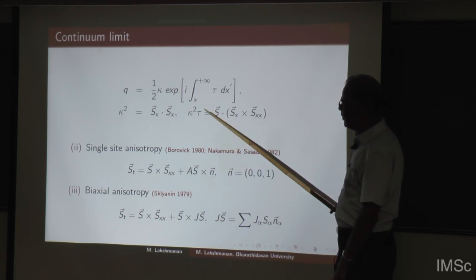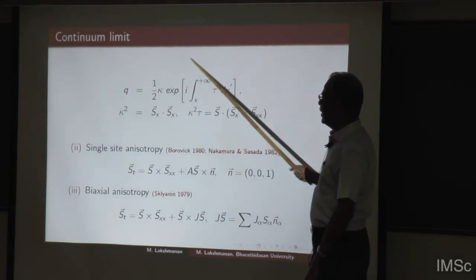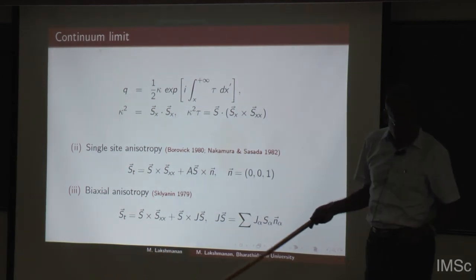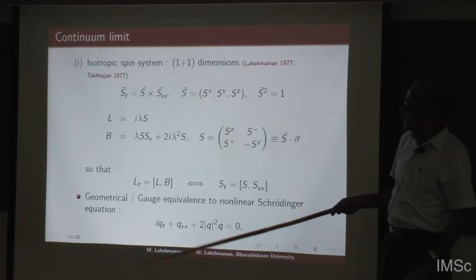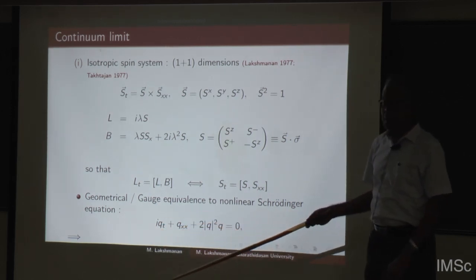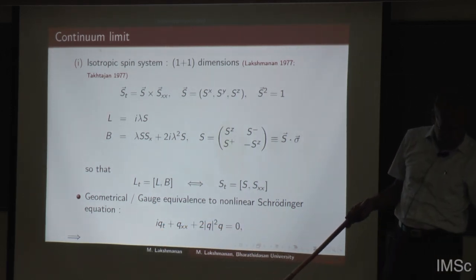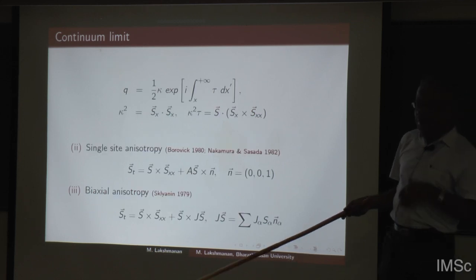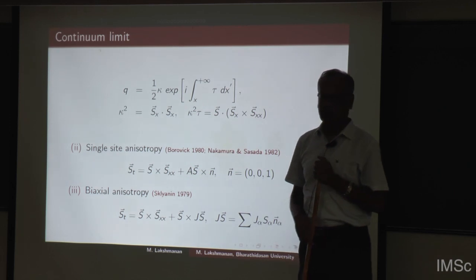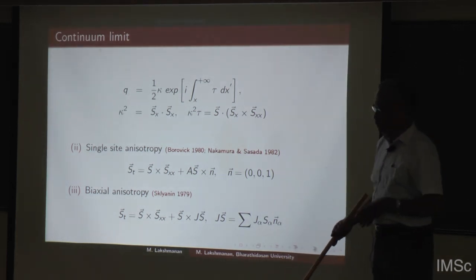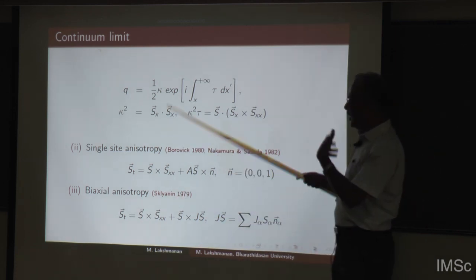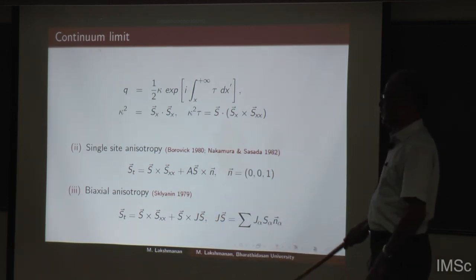And with this definition and defining a non-local transformation of this form, then I can show the spin system is effectively equivalent to this nonlinear Schrodinger equation. And this is also a gauge transformation. And so this gauge connection between spin system and the soliton bearing system is a very important concept which has been found to be useful in generalizing these ideas to other situations.